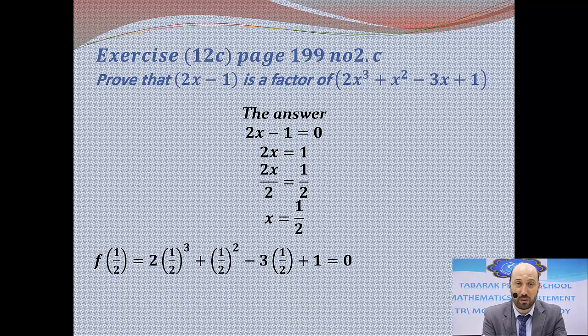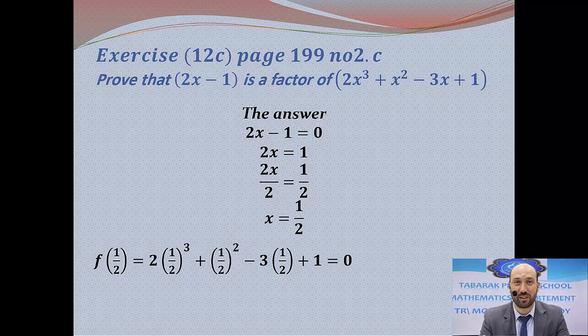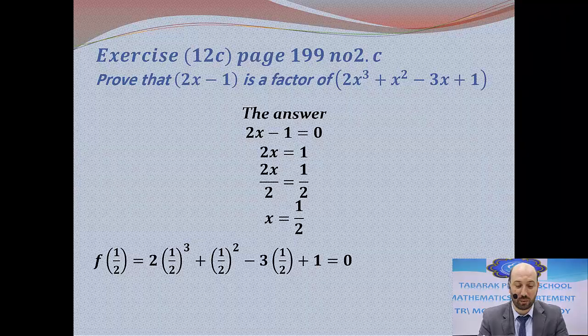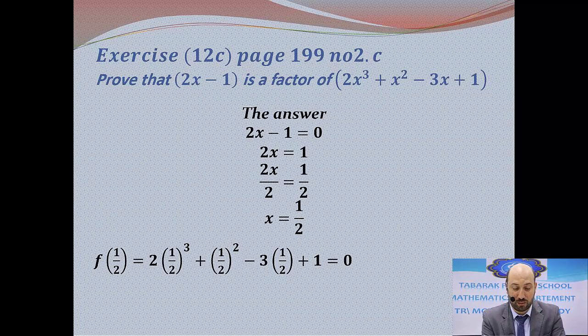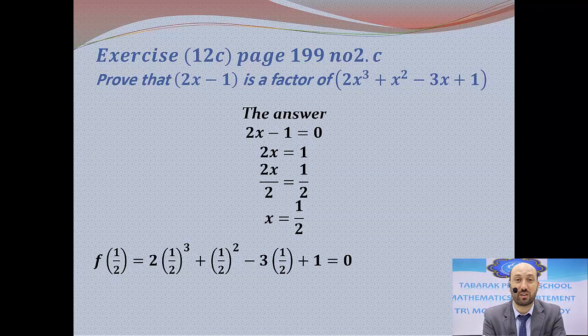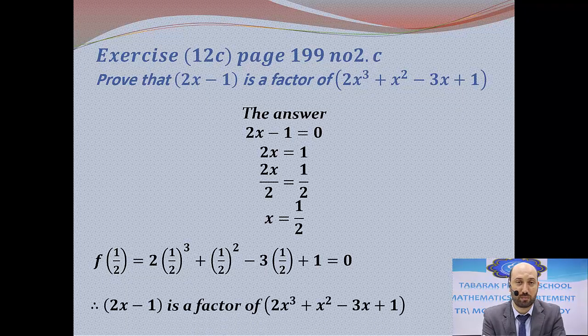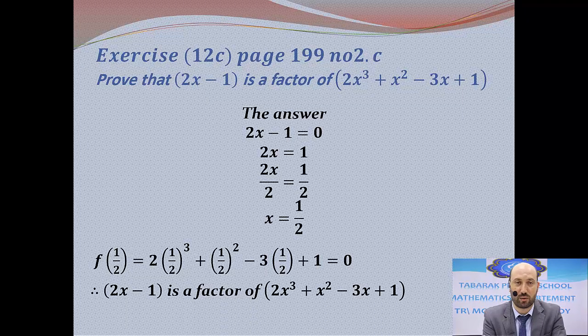So for the algebraic expression 2x power 3 plus x squared minus 3x plus 1, we have to replace each x by half. So when we substitute, we will have 2 times 1 over 2 power 3 plus 1 over 2 power 2 minus 3 times 1 over 2 plus 1. When we simplify it, we will have the value equal to 0. So that means 2x minus 1 is a factor of the expression 2x cubed plus x squared minus 3x plus 1.